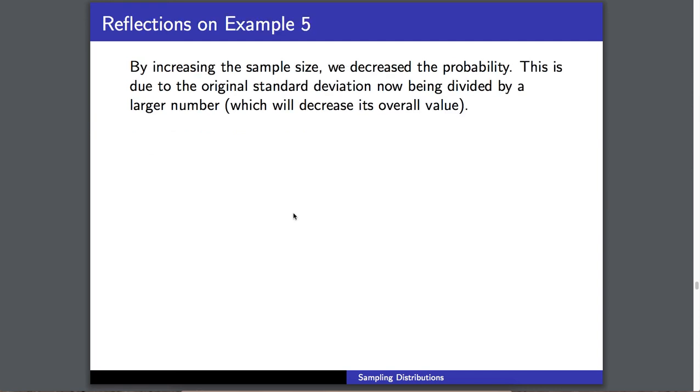So as we saw with our sample sizes, we started with an individual, so a sample size of 1. And then we looked at a sample size of 50, and then we looked at a sample size of 1,000. And what we noticed is that every time we increase the sample size, we decrease the overall probability. That's because the original standard deviation is now being divided by a larger number. So the square root of 1,000 is larger than the square root of 50, and when you divide by a larger number, it decreases the overall value. So by dividing by the square root of 1,000, we've decreased our standard deviation.